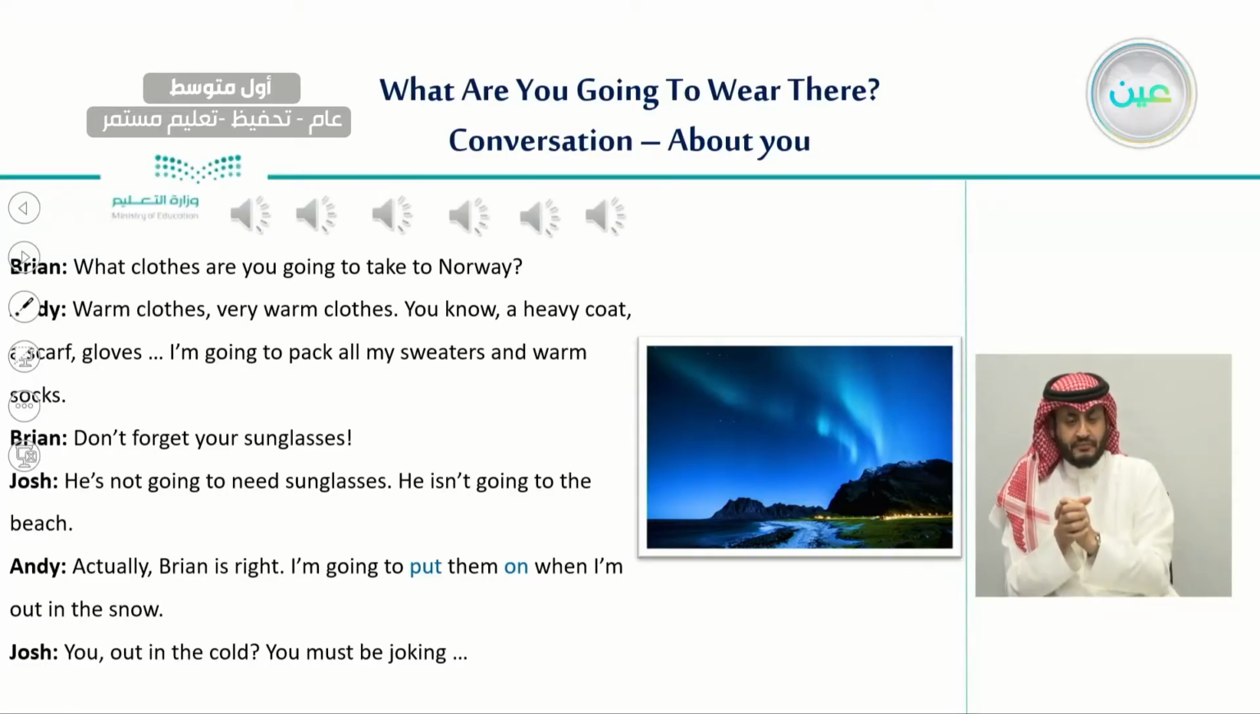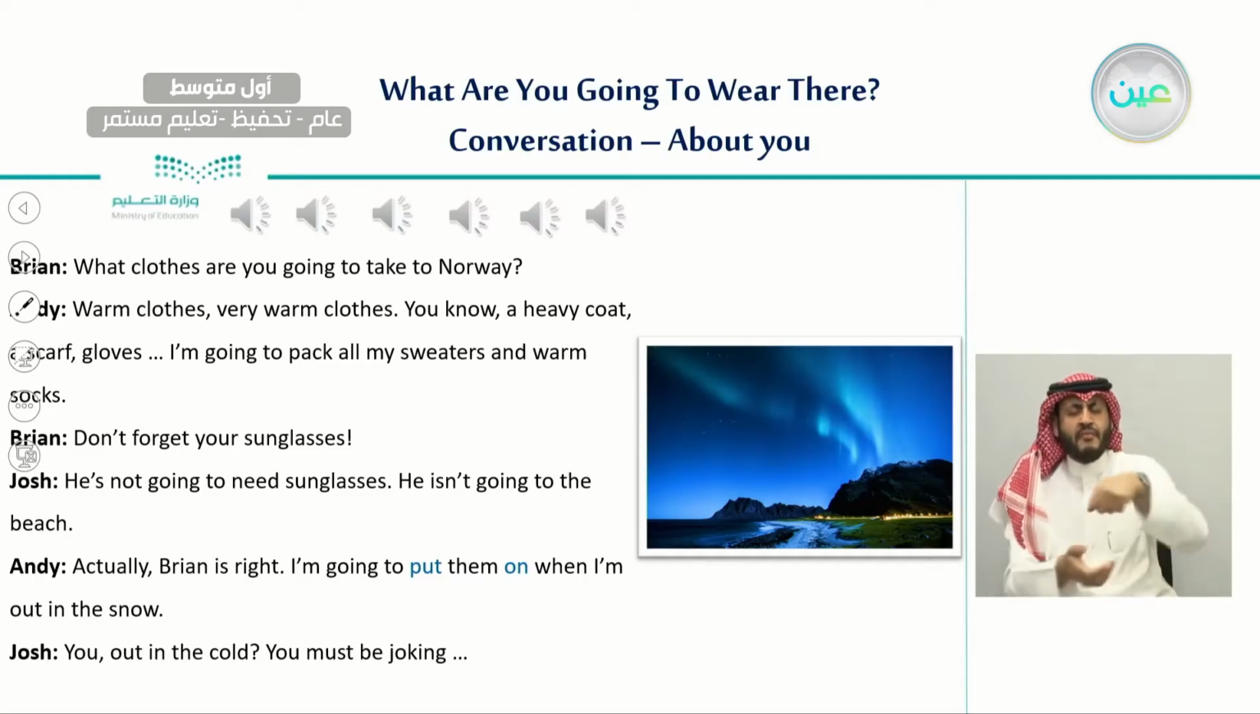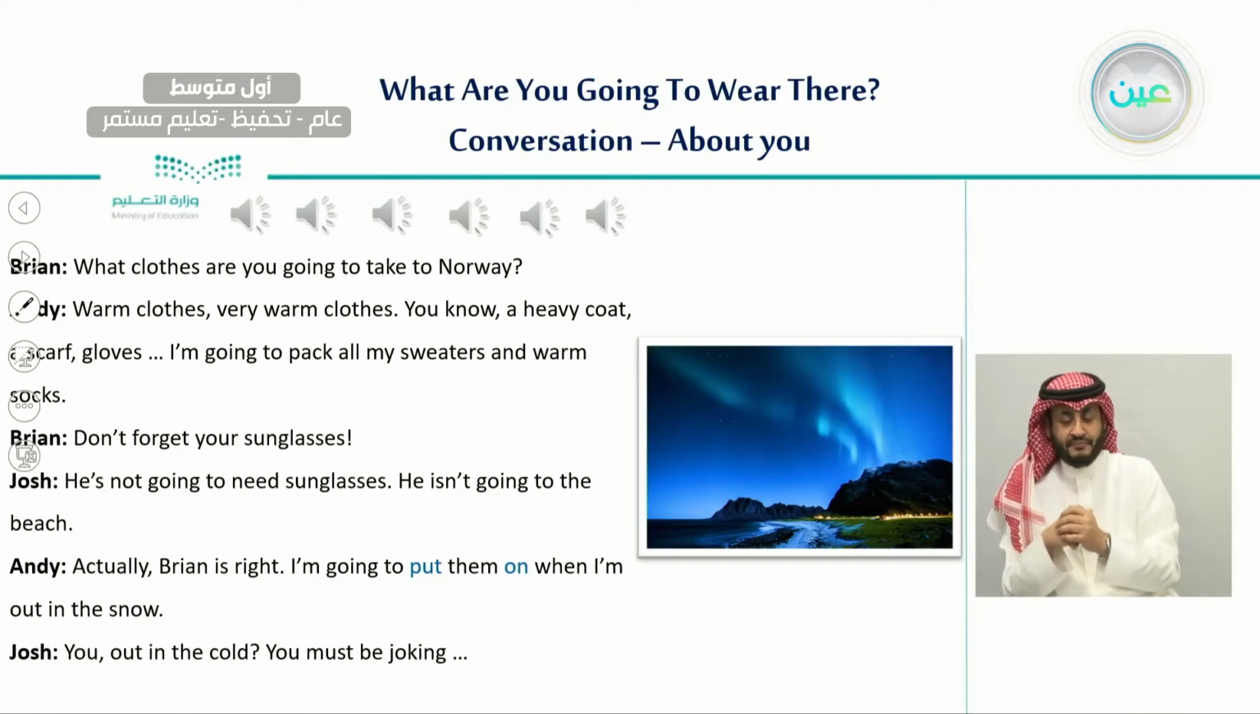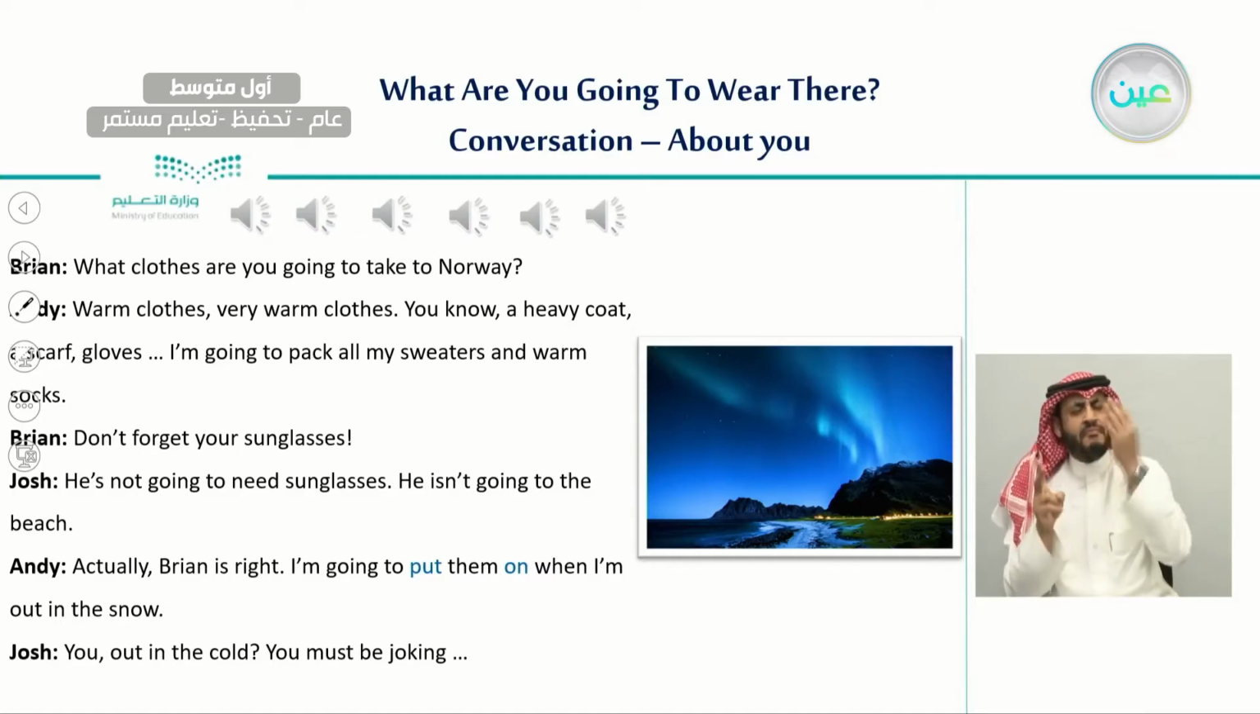What clothes are you going to take to Norway? Warm clothes, very warm clothes. You know, a heavy coat, a scarf, gloves. I'm going to pack all my sweaters and warm socks. Don't forget your sunglasses. He's not going to need sunglasses. He isn't going to the beach. Actually, Brian is right. I'm going to put them on when I'm out in the snow. You, out in the cold? You must be joking.